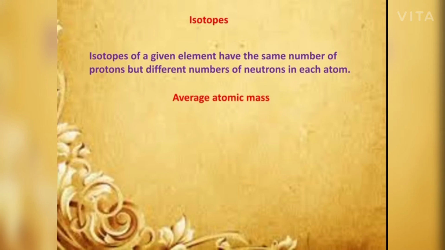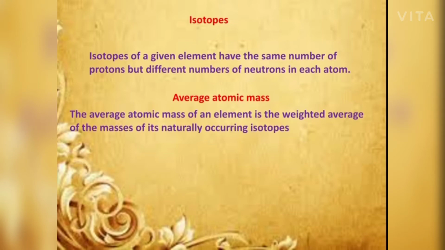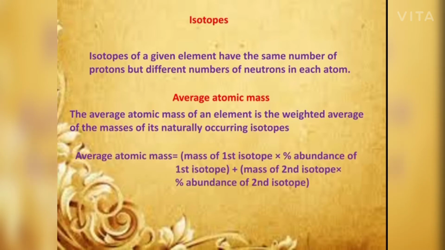Average atomic mass. The average atomic mass of an element is the weighted average of the masses of its naturally occurring isotopes. Formula: average atomic mass equals the mass of the first isotope times the percentage abundance of the first isotope, plus the mass of the second isotope times the percentage abundance of the second isotope.